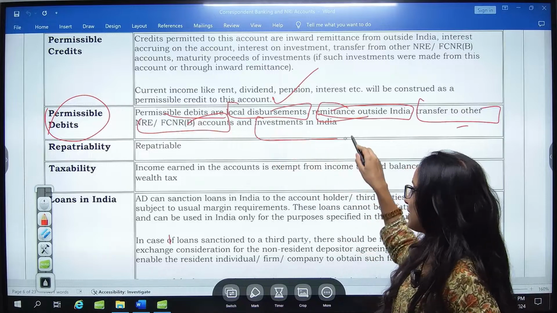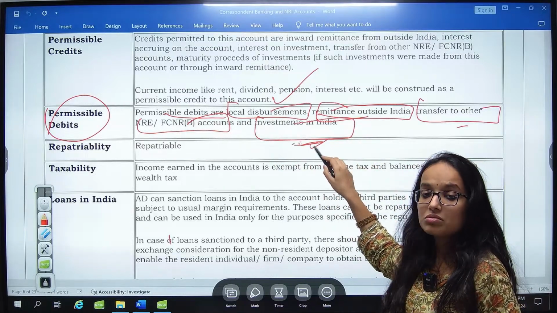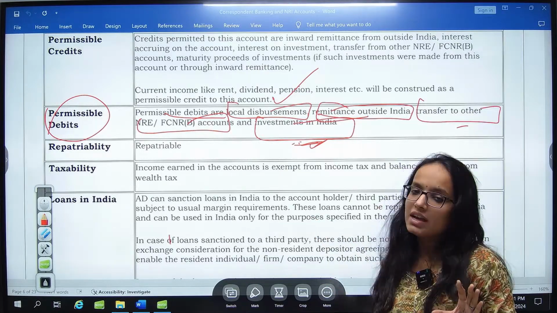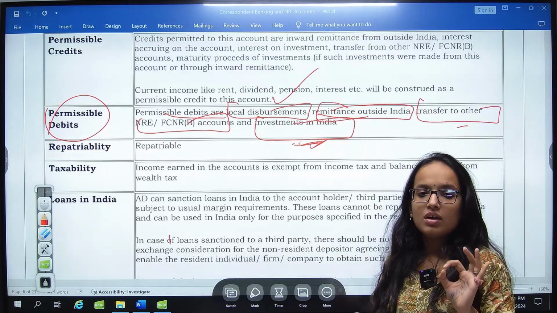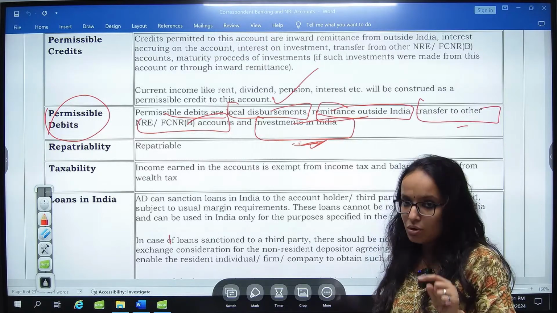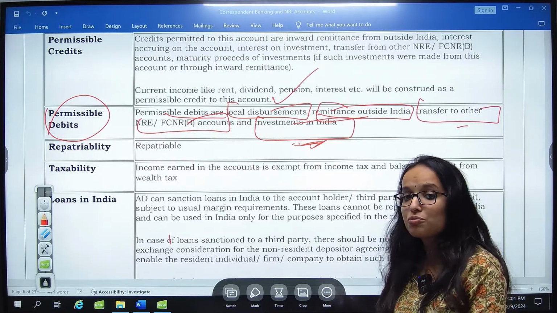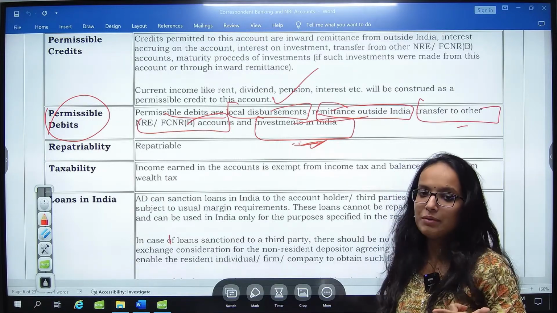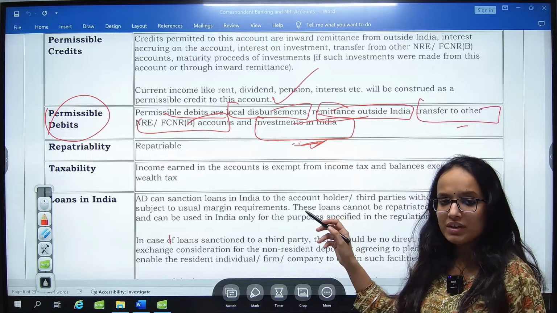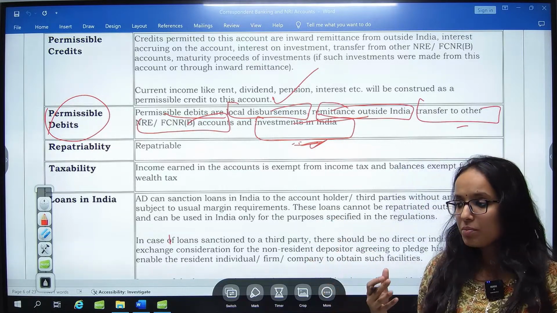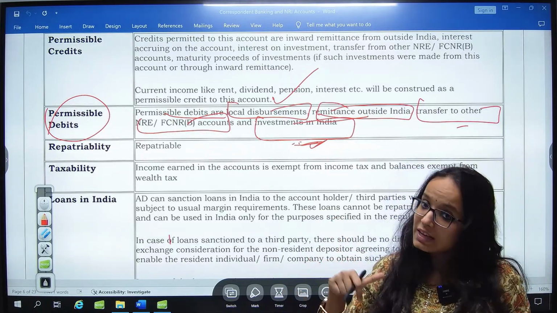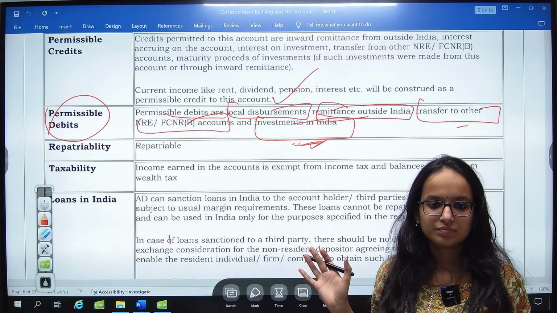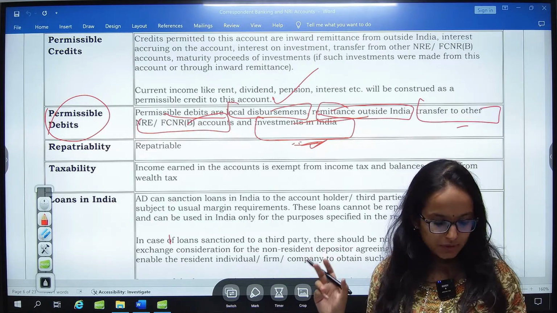And investments in India, not outside. If you want to do investments in India, you can use these funds lying in your FCNRB account. So debit to do investment in India is also permissible, but investment should be in India, remember, right? So investments in India can be done through the FCNRB account. So always remember, as we have seen, that credit from other NRE or FCNRB account is allowed. So debit to some other NRE and FCNRB account is also allowed, right? This much is clear.